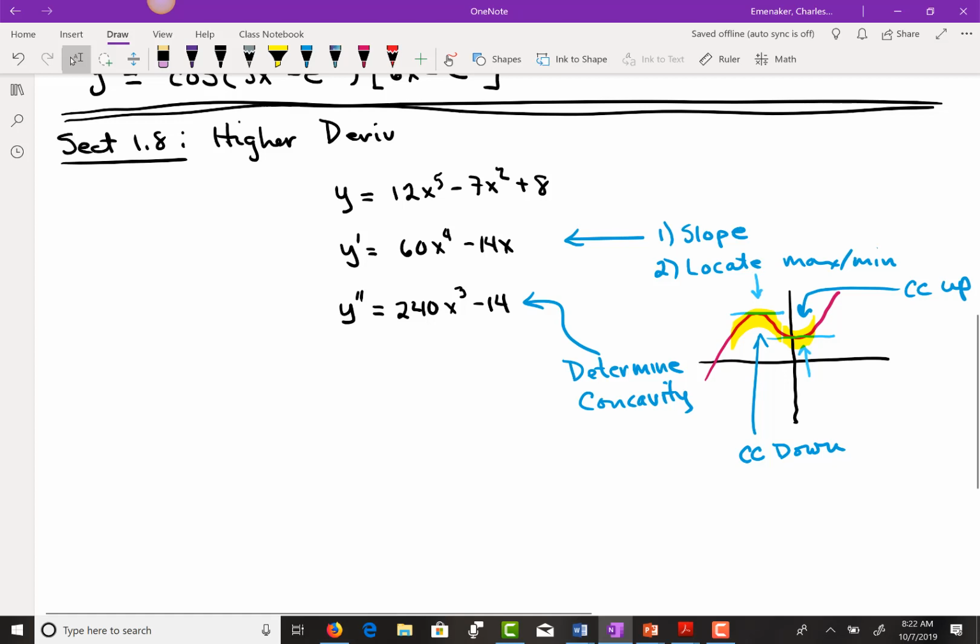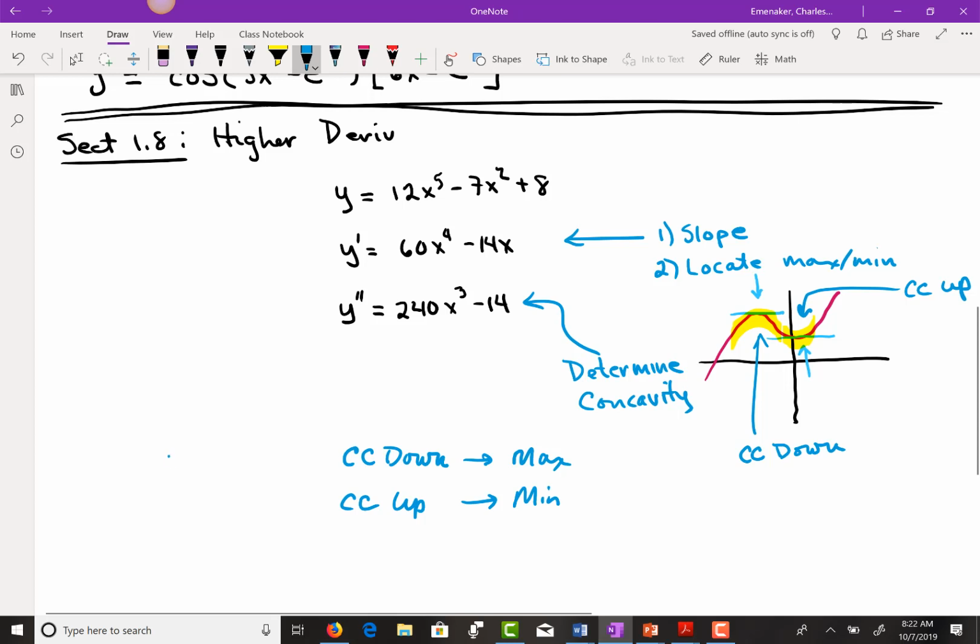Save some space to the left of this, because I'm going to, bless you, come back in a minute and throw some more stuff in. Concave down means that you have a maximum. Concave up means that you have a minimum.